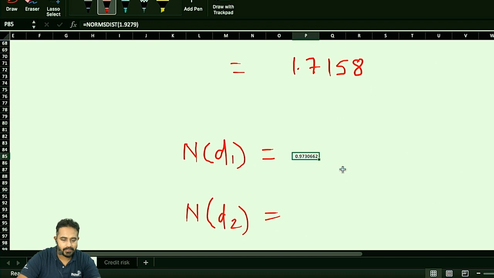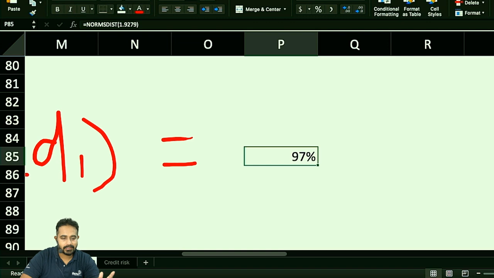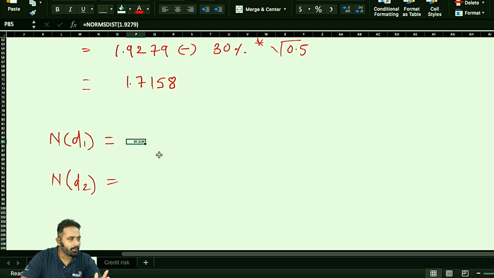Look at the formula one more time. It is simply NORM.S.DIST, for standard normal distribution, and we put in the value here. All right, that's it. Now, of course, we can also think of it as a percentage. So we can say that the area under the curve on the left of it on a cumulative basis, what do you mean by left of it? On the left of 1.9279 is roughly about 97%.